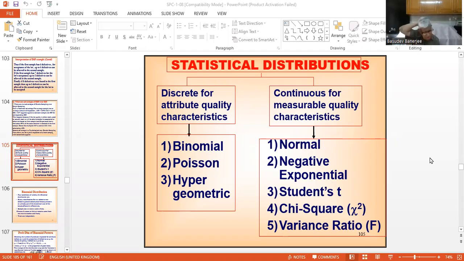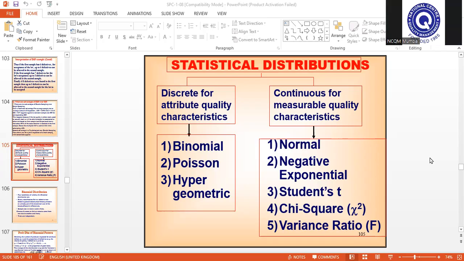Negative exponential, Student's t, chi-square and F distributions, we'll be talking about for paper 5. I understand all of you are appearing for that, except I think Dr. Kallani. There we'll be talking about these distributions, which will be necessary for our tests of hypothesis very much.